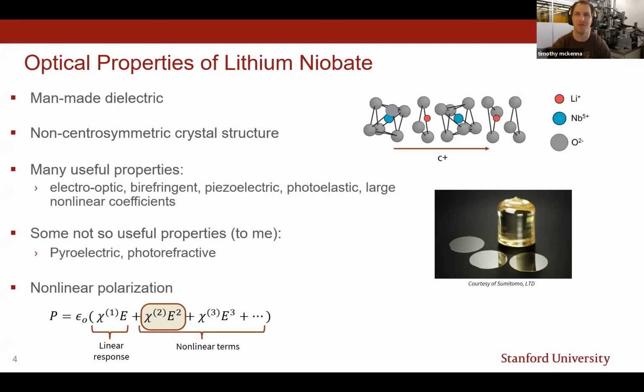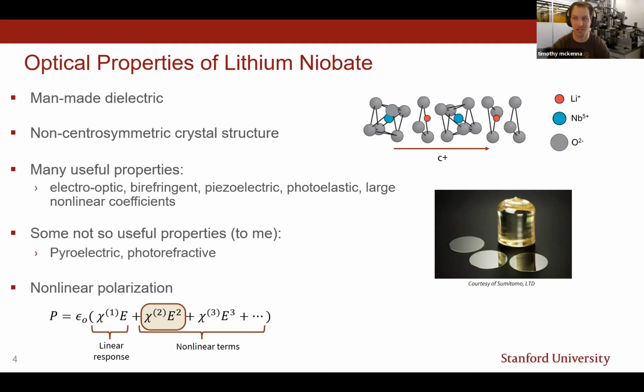So just an overview of lithium niobate. This is a workhorse material that we use in our group. It's a man-made dielectric, and what's unique about it is it has a non-center-symmetric crystal structure, which gives it many useful properties, such as an electro-optic effect, which is used for many modulators for telecommunications applications. But it's also a birefringent material. It's piezoelectric, has a good photoelastic effect, and large nonlinear coefficients. So it really does a lot of things well.